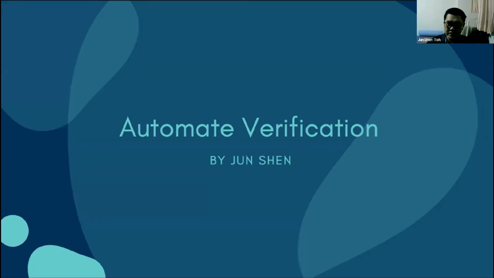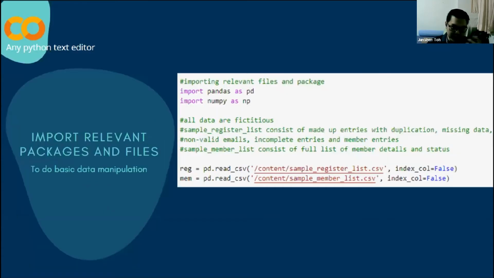All right, I'll be addressing the task of verification of registration for both public and members only events. This can be achieved using any Python text editor, with two libraries, NumPy and Pandas. First of all, for this to work, you have to upload two CSV files. One will be the registration list file, which will be taken directly from the WordPress forms website. The other will be a list of all current DAC members with all their details.